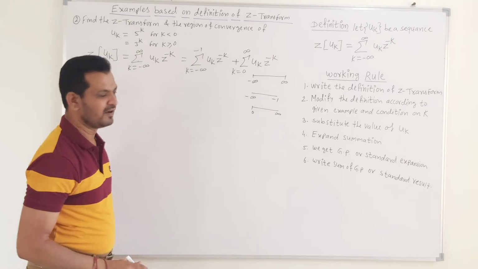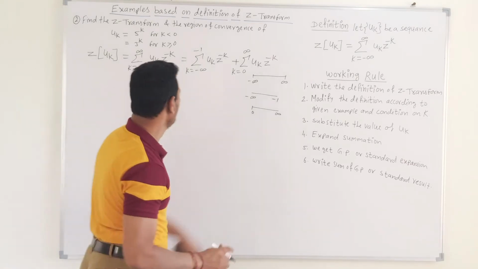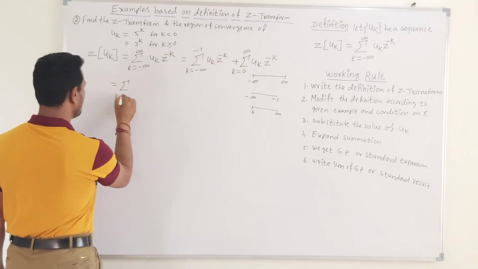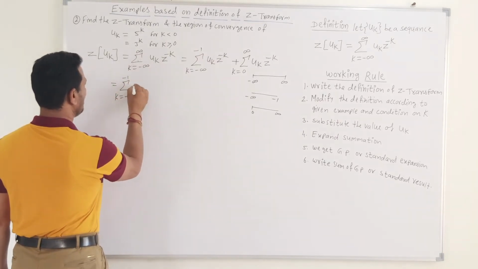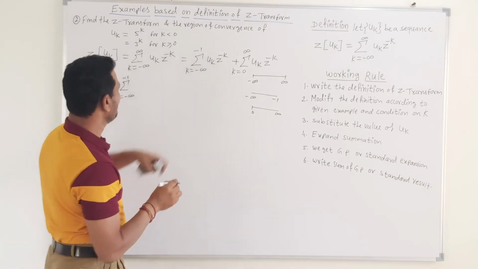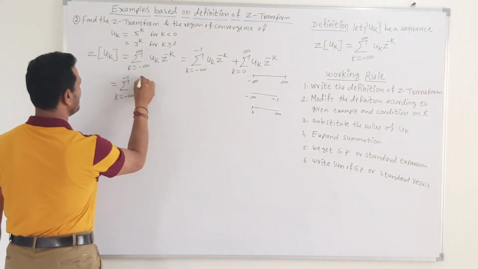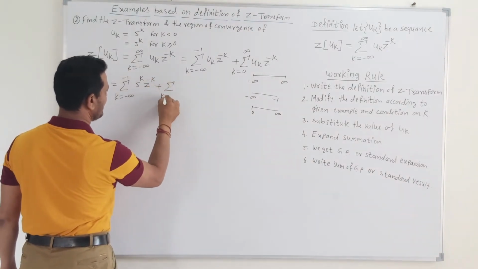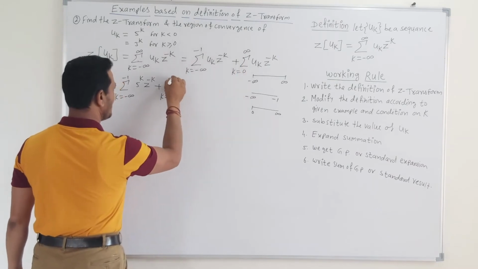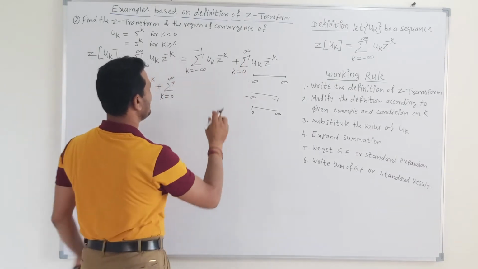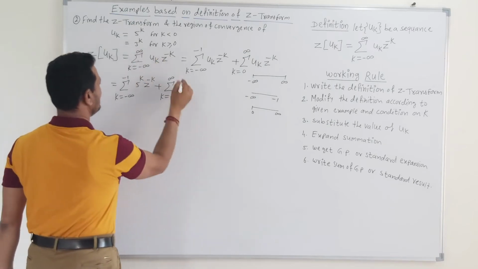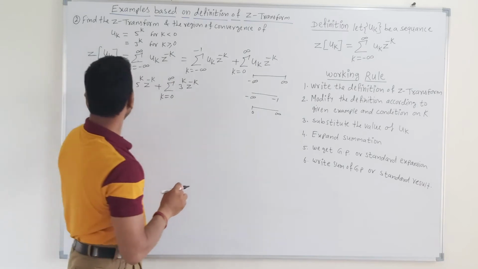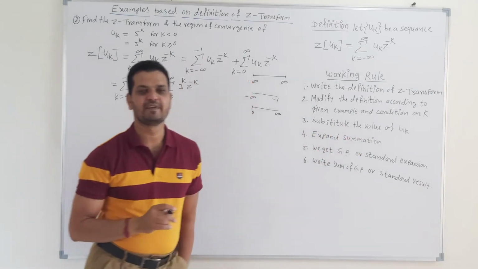Now friends, put the value of uk according to the step number 3. If we put the value of uk, then we get k is equal to minus infinity to minus 1. Then for this minus infinity to minus 1, the value of uk is 5 raised to k z raised to minus k, plus this summation is from k is equal to 0 to infinity, and for this 0 to infinity, that means k is greater than 0, the value is 3 raised to k z raised to minus k. So this is the step number 3 for solving the example.